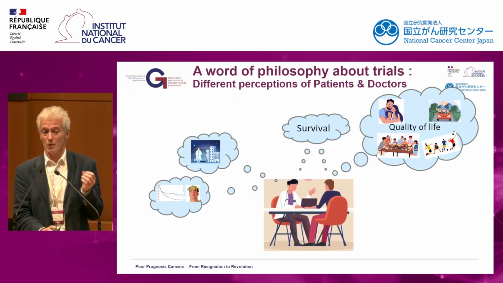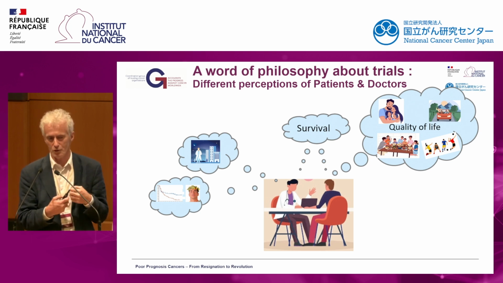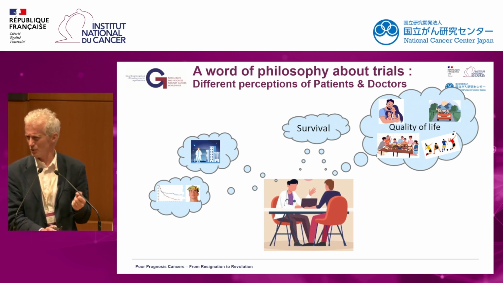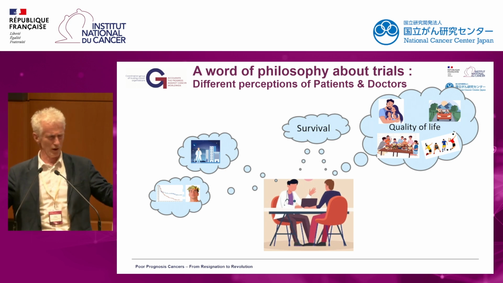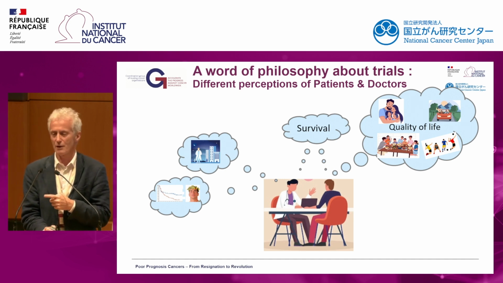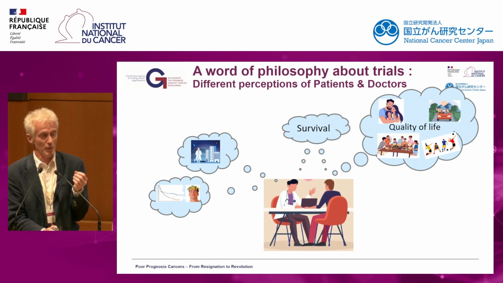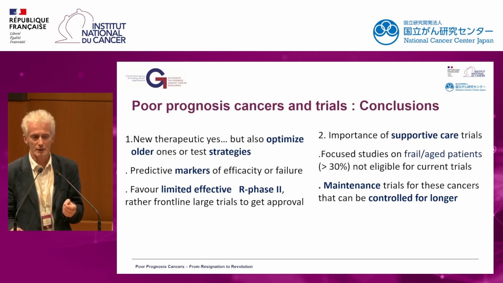So finally, one word about the philosophy of trials. We all think of patient survival, but we doctors think, oh, more work if I include this patient, it is a lot of work for me, and I hope he will be included because I will find the best treatment in the world. But the patient doesn't think of that. He thinks of quality of life, which is probably very important in bad prognosis cancer because probably life is short. So finally, it's my last slide.